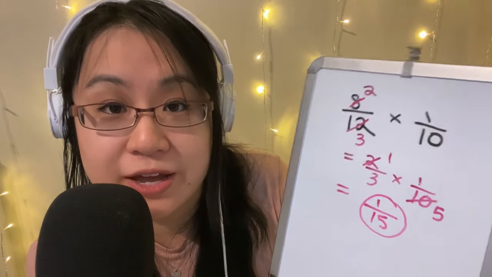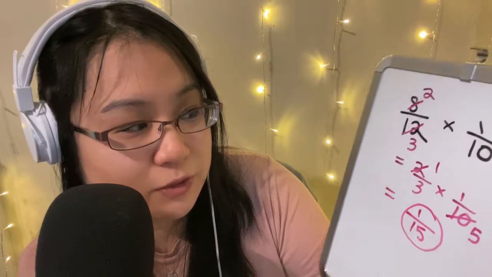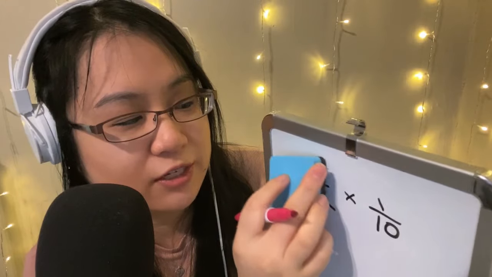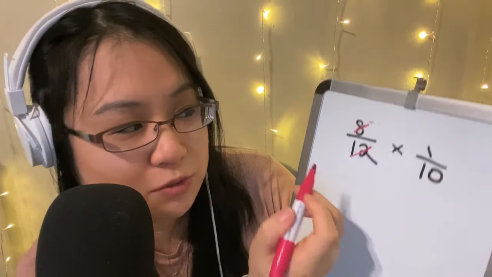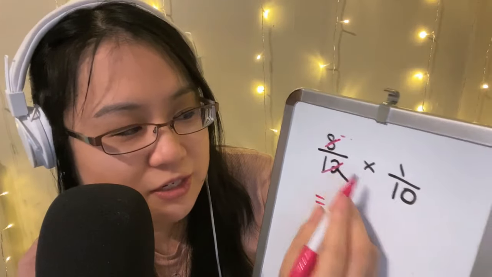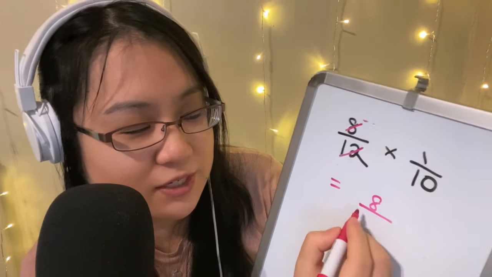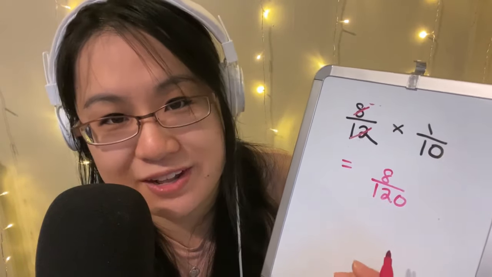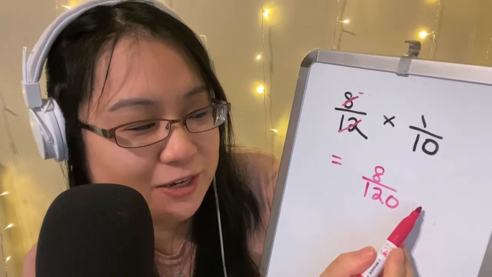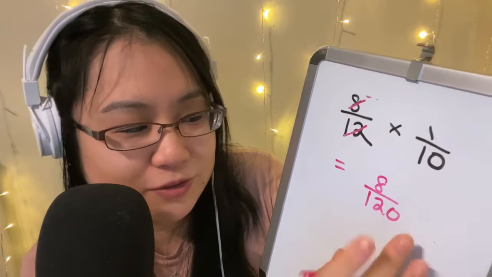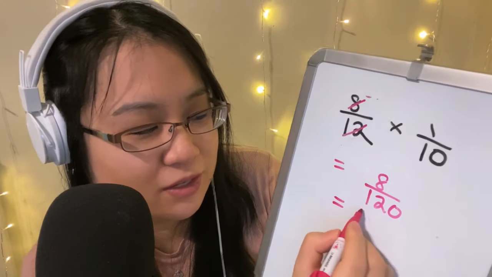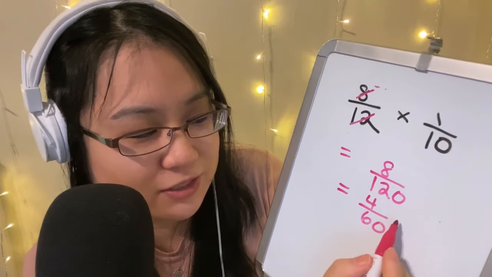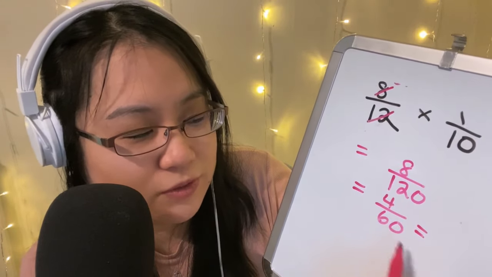But just to show that that is indeed equivalent to our answer, if you really don't remember how to do cross canceling or simplifying, you can always default to just multiplying across. So that would be 8 times 1 is 8 over 12 times 10 is 120. Although at this point we would still have to know how to simplify, but you might notice that you can divide by 2 on the top and the bottom. So you had 4 over 60, just assuming that we can't recognize that 8 goes into 120. That's kind of an oddball one, but 4 goes into 60.